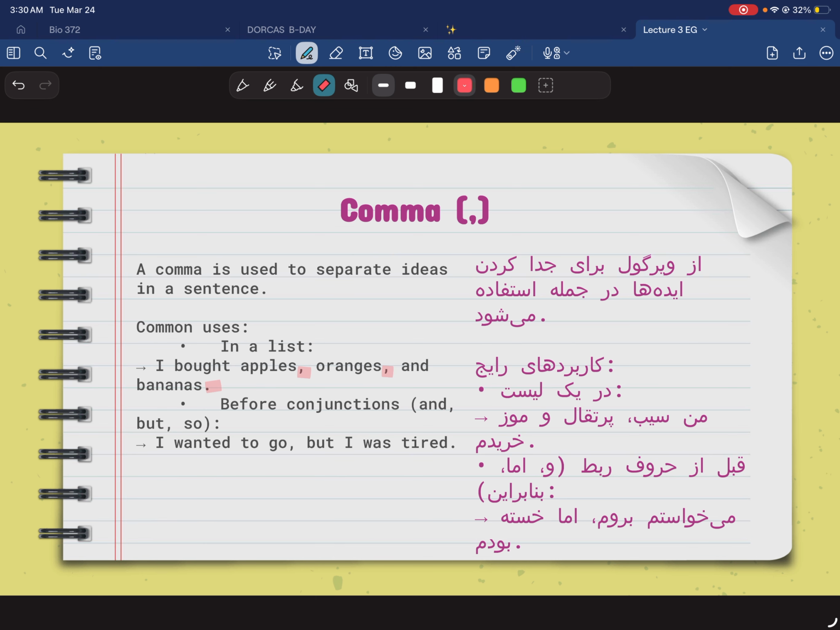these sentences basically better. Another example of a comma being used is before a conjunction like and, but, or, so. So I wanted to go, comma, but I was tired.